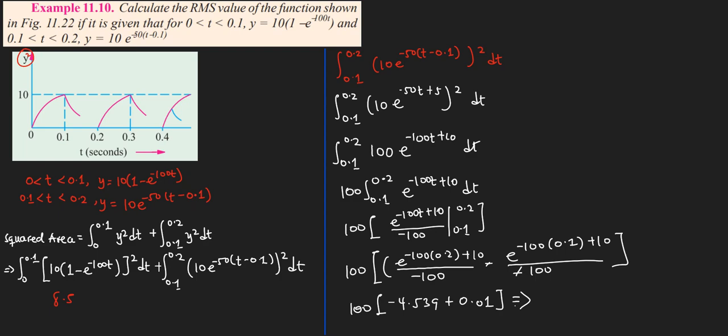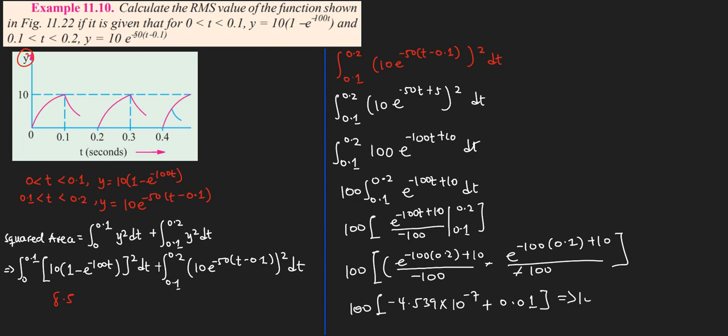So let's simplify this and see what you are going to get. So you're going to have minus 4.539 plus, okay, so I made a mistake here. Let me rewrite this. So that was minus 4.539 times 10 to the power minus 7, plus 0.01. Okay, this is what you are going to have.